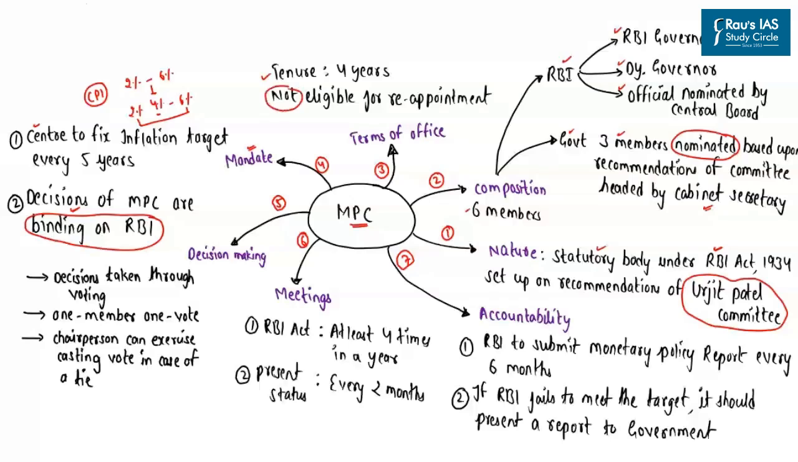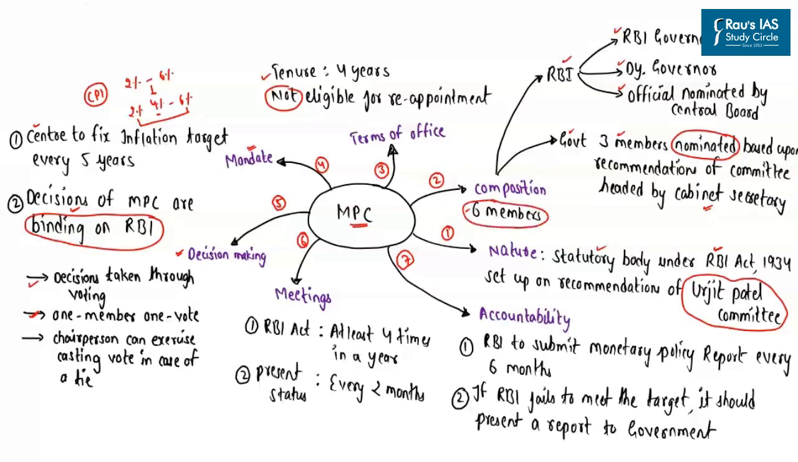All of these 6 members enjoy a tenure of 4 years and they are not eligible for reappointment. Now, how does the Monetary Policy Committee make decisions? See, the decisions of the Monetary Policy Committee are based upon majority and all decisions are taken through voting. It functions on the principle of 1 member, 1 vote. But as you can see here, it has an even number of members, that is, it has 6 members.